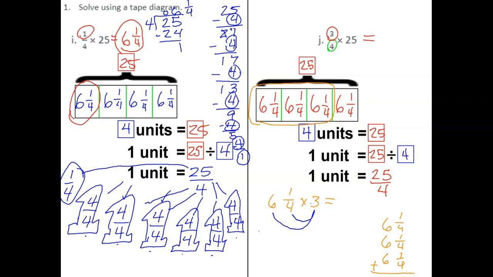So 1 fourth times 3 is simply 3/4. If I said I have 3 people and they each have 1/4, that's 3/4. Then same thing here. 6 times 3 is equal to 18. So that's our answer. 3/4 of 25 is 18 3/4. And you can see I have 1/4, 2/4, 3/4, and then I have 6, 12, 18. All right.